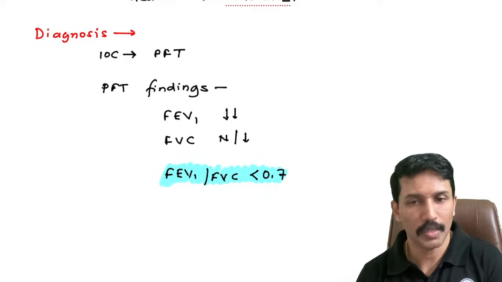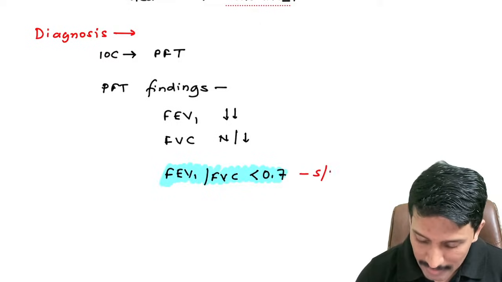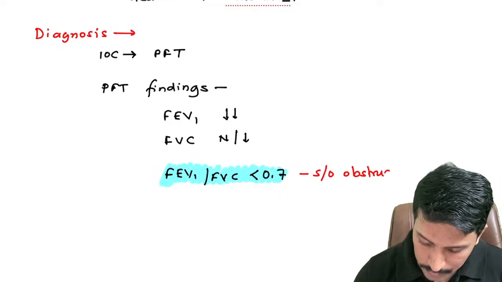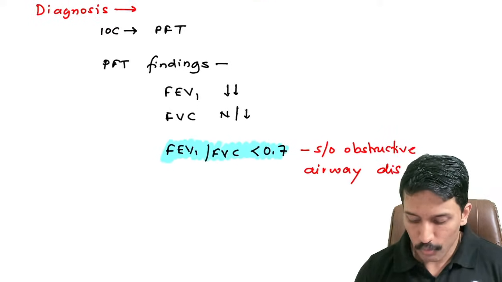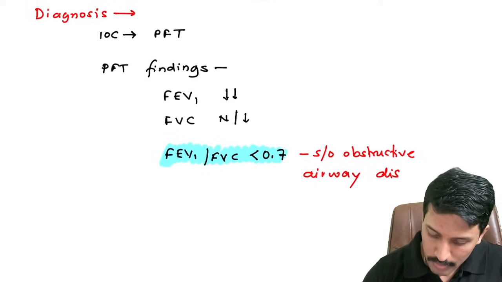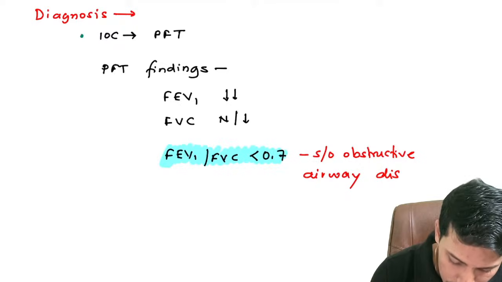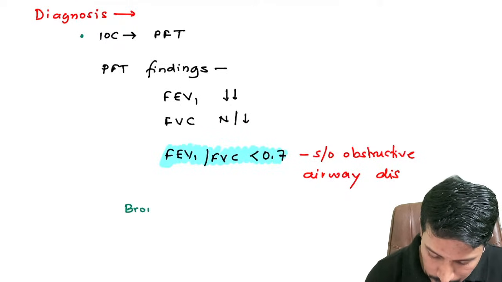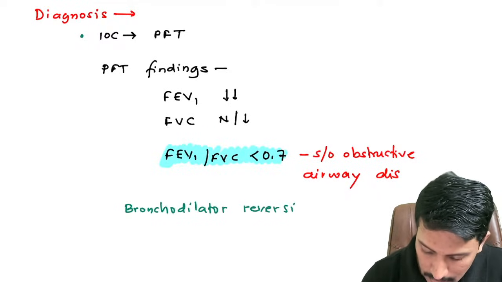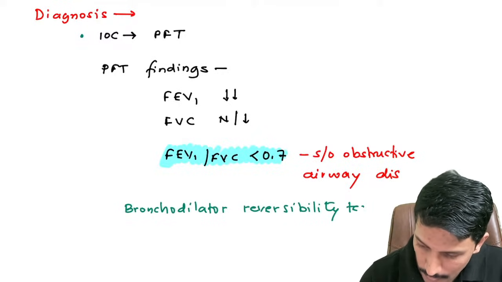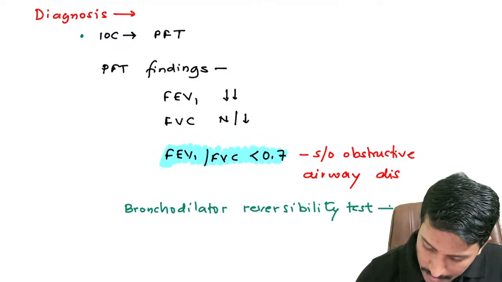Does it prove that the patient has asthma? No, it only proves that the patient has got an obstructive airway disorder. So it is good if you mention that this finding is suggestive of obstructive airway disorder. This is not proving that he has got asthma. Then how do I prove that he has got asthma? I have to prove it by doing what we call the bronchodilator reversibility test. This is the first thing. PFT is the investigation, and then you have to mention the bronchodilator reversibility test, because asthma is characterized by reversible obstruction.